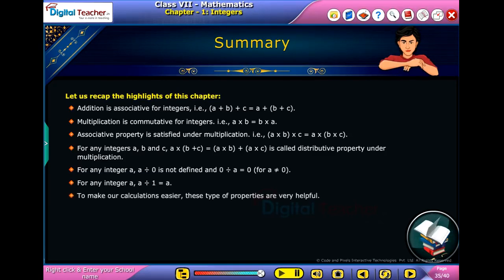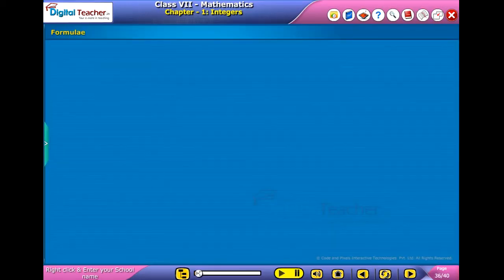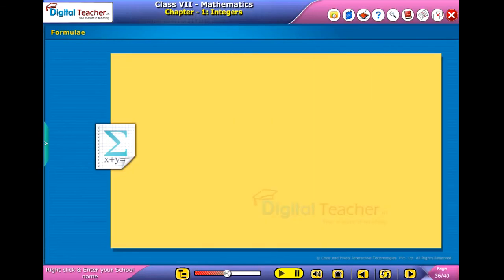To make our calculations easier, these type of properties are very helpful. Let us list out formulas involved in this chapter.